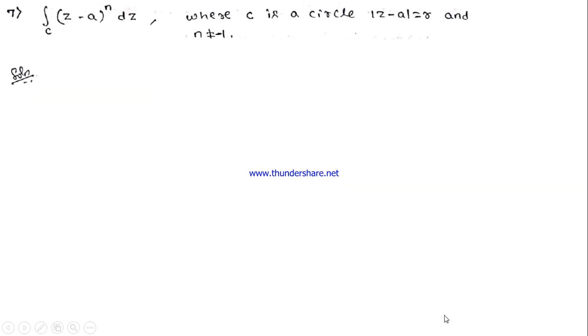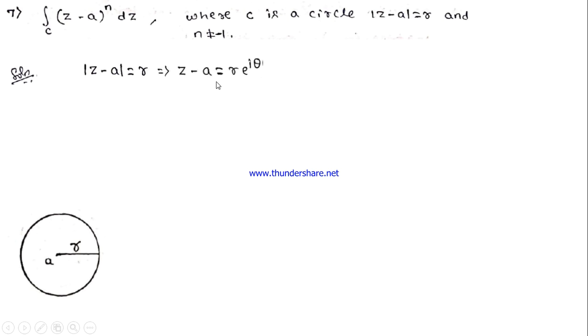Okay, so next let me consider a circle case. Integral of (z minus a) whole power n dz. I'm mentioning that n is not equal to minus 1 in this case, where the curve C is the circle mod z minus a equal to r. So mod z minus a equal to r represents what? A circle with center at a and radius r units. So mod z minus a equal to r is equivalent to z minus a equal to r e power i theta, because e power i theta becomes cos theta plus i sin theta, and modulus of e power i theta gives square root of cos square theta plus sin square theta, that is 1. So modulus of e power i theta is 1.